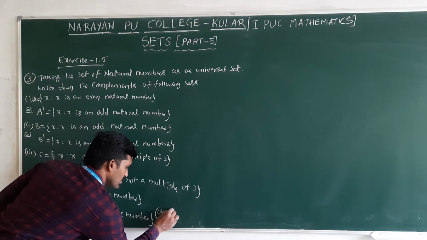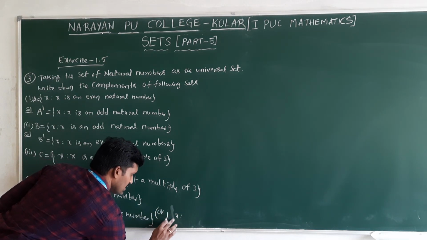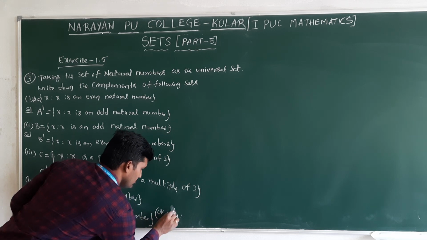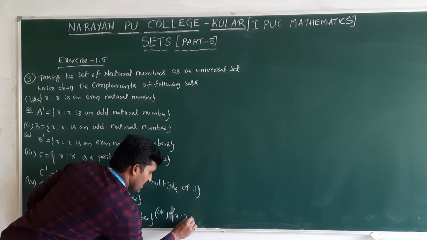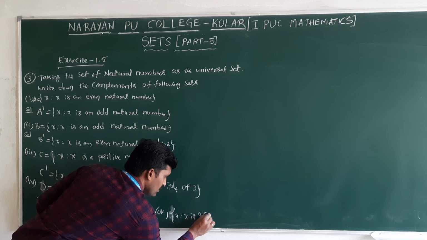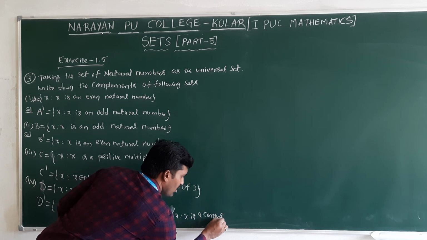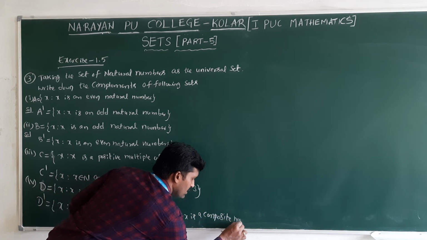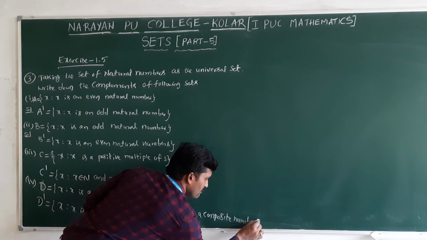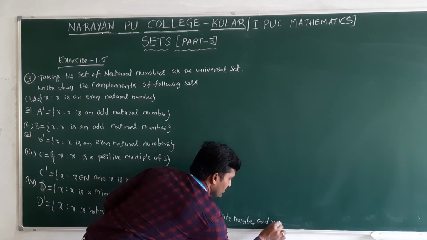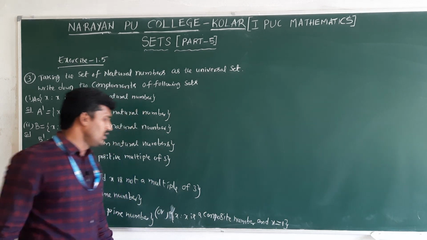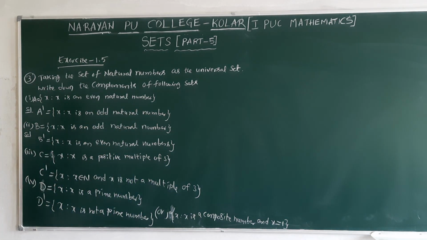How can we write it? x such that x is a composite number, and one more value also we need to write: x equal to 1. Both mean the same only.